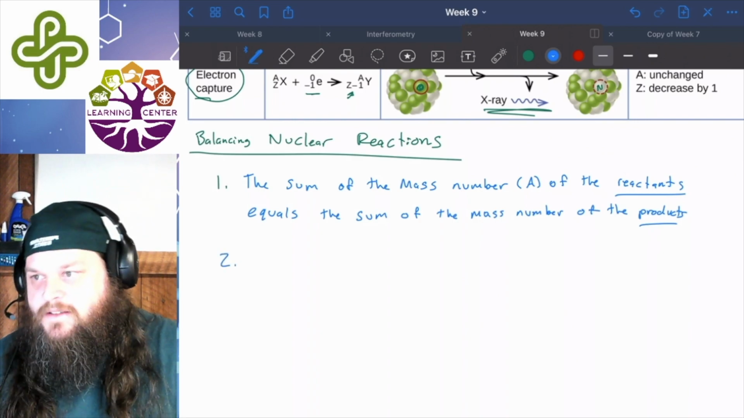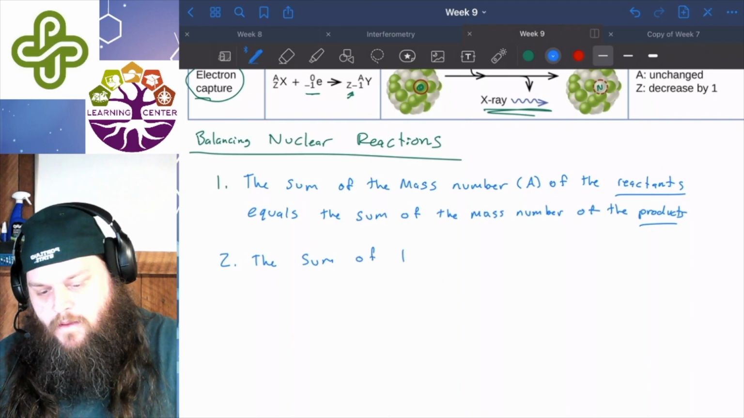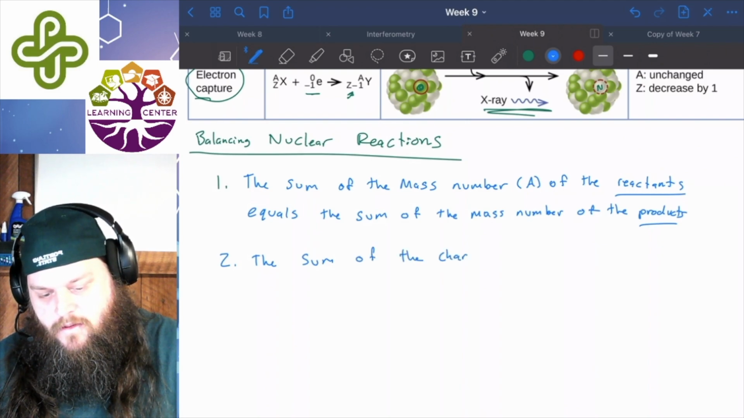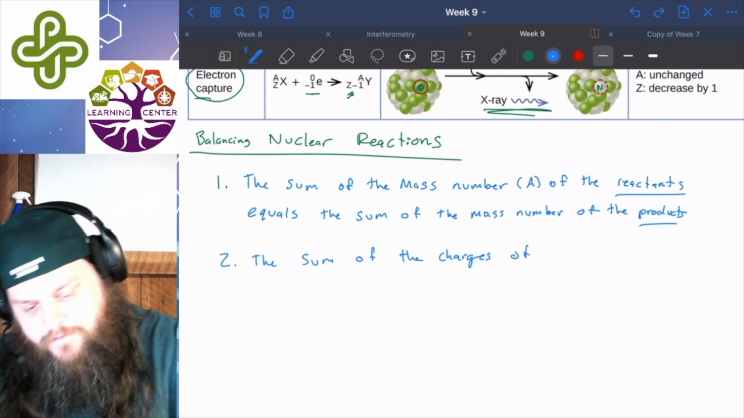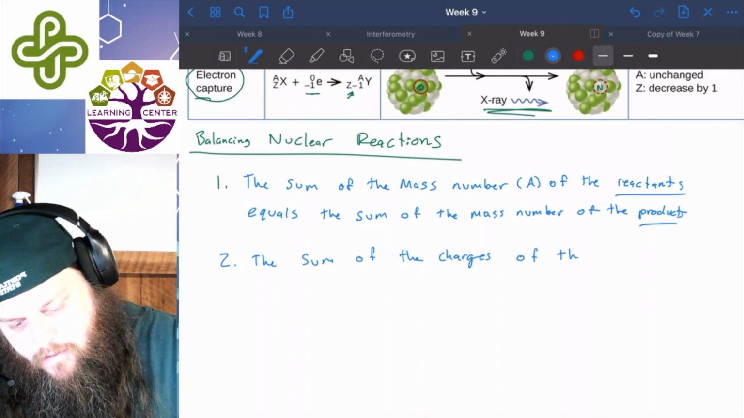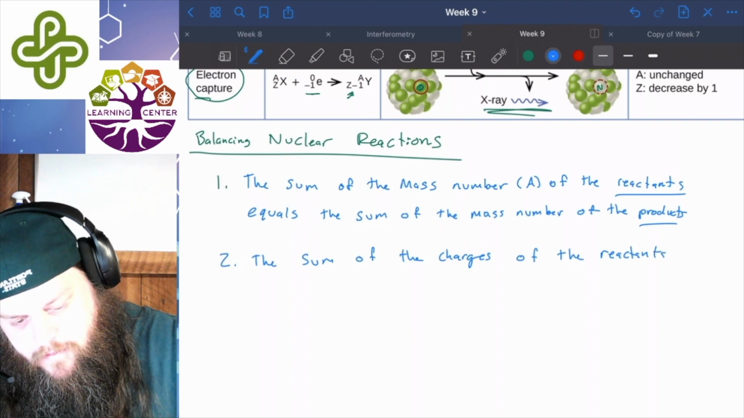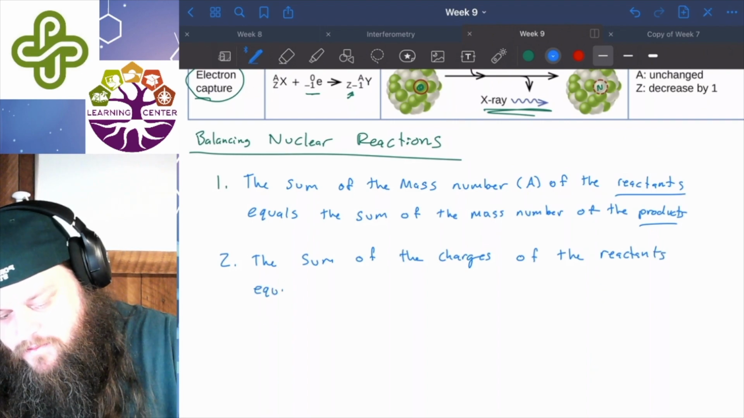The second step is the sum of the charges of the reactants equals the sum of the charges of the products.